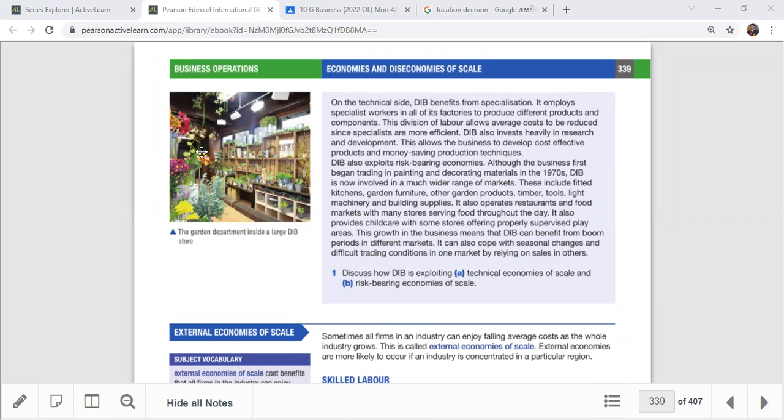You can see their products are located like that. This is called risk-bearing economies of scale: garden furniture, kitchen, garden products, timber tools, light machinery, building supplies, everything. Each and every item, they have certain departments. It's called diversification. They're asking about the two economies of scale, how the benefits arise and how they exploit them, right? Let's go to the marking scheme.